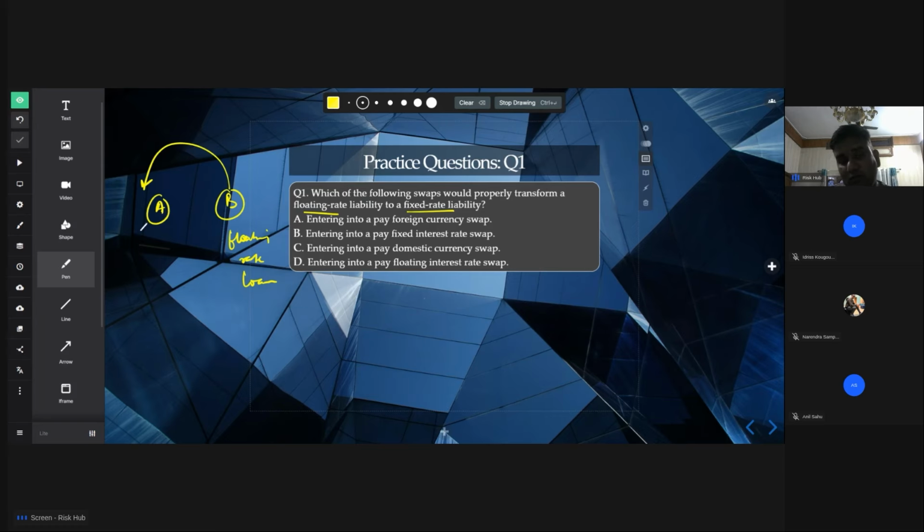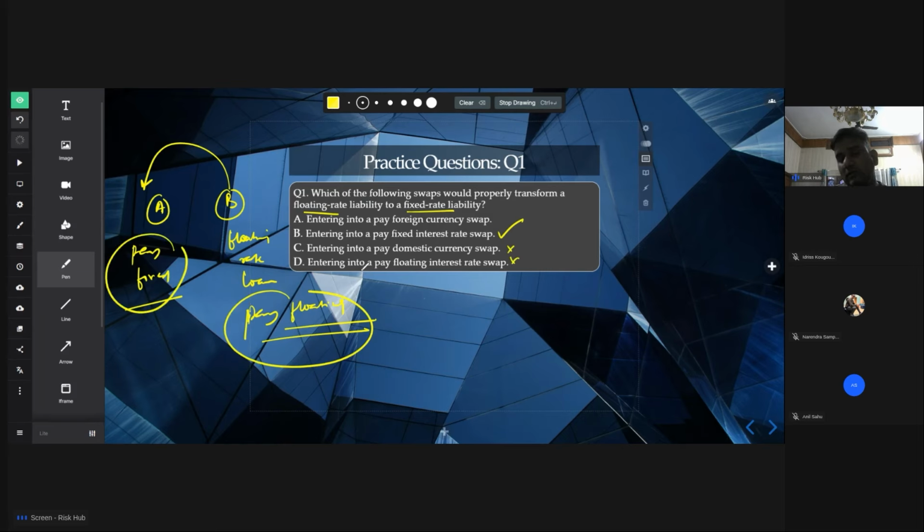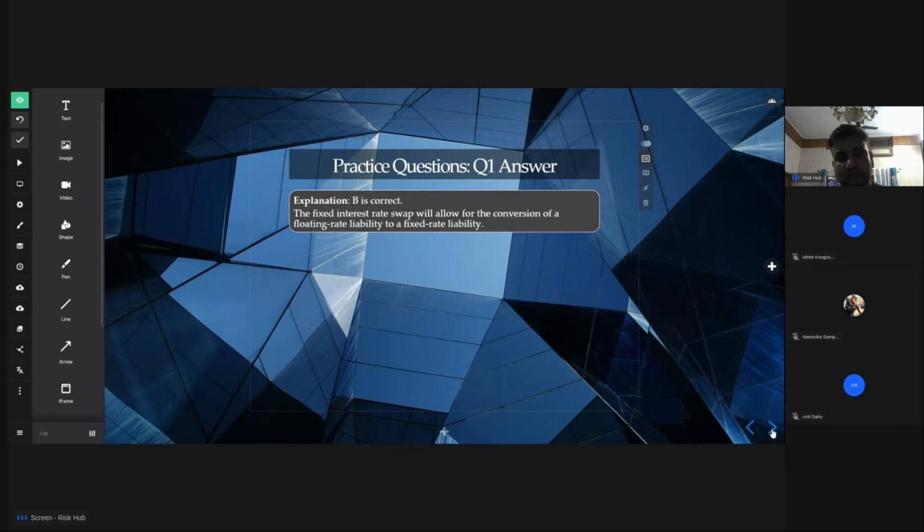Your liability was pay floating. Now you don't want to pay floating, you want to get into a fixed rate liability. You want to pay fixed, so a pay fixed interest rate swap. So what you are doing is moving from paying floating to paying fixed, which is B. It's a very simple question, not a difficult one. I get your point, you're trying to think a little ahead, but it's a very simple concept. You are paying floating, now you want to move to pay fixed, so you enter into a fixed rate interest rate swap. Just understand the question. Very simple. B is the answer.